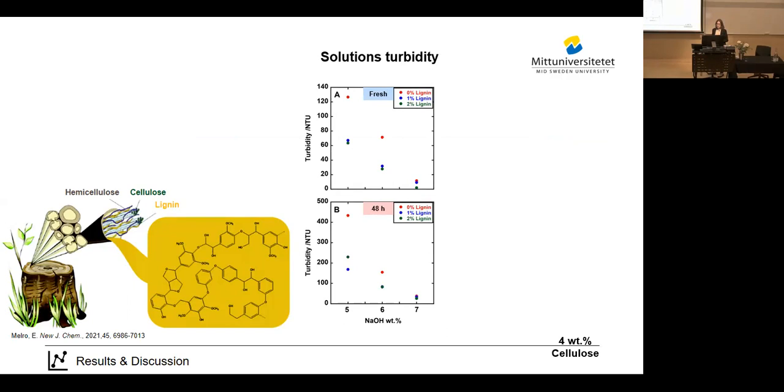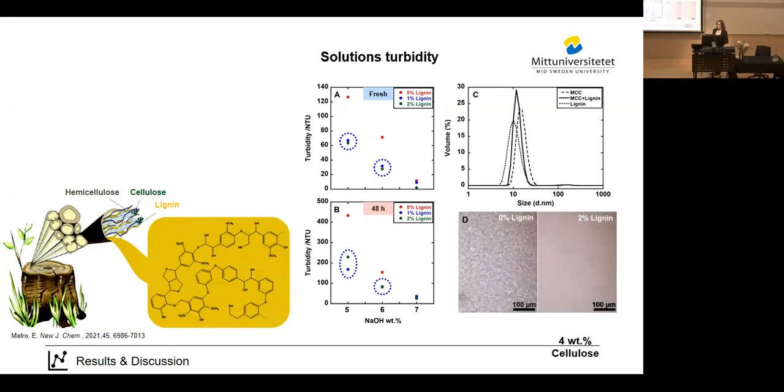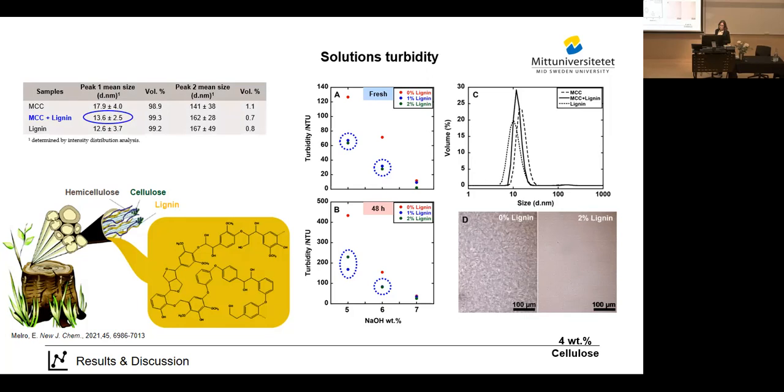solutions, the turbidity of solutions was decreased, and this was an effect that was much more striking for lower sodium hydroxide concentrations. Also, in the aged solutions, it was seen that aggregation was very much reduced by the presence of lignin. And these results were supported by polarized light microscopy, where we can see that the samples with lignin revealed a much finer structured network with regard to the ones that do not have lignin in it. And dynamic light scattering served well for us to see that at least lignin was not detrimental to the dissolution of cellulose.